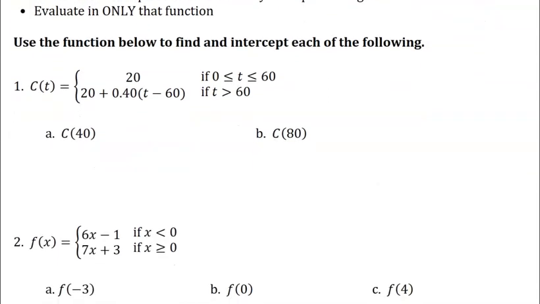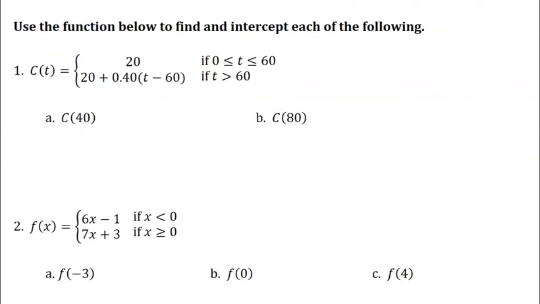So here we have a function c of t equals, and so it's 20 when t is between 0 and 60. Notice that these are inclusive, okay? And then greater than 60, we use this rule down here, okay? So if I want to evaluate c of 40, my function here is c, 40 falls inside this domain, so then that is equal to 20.